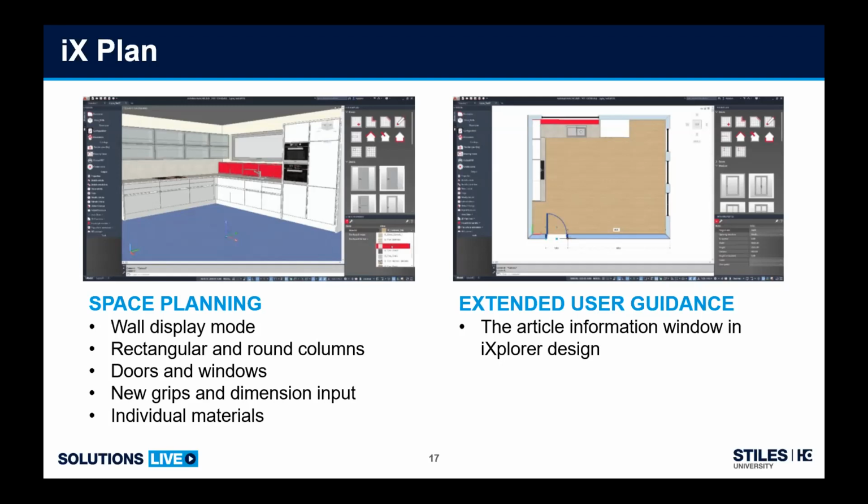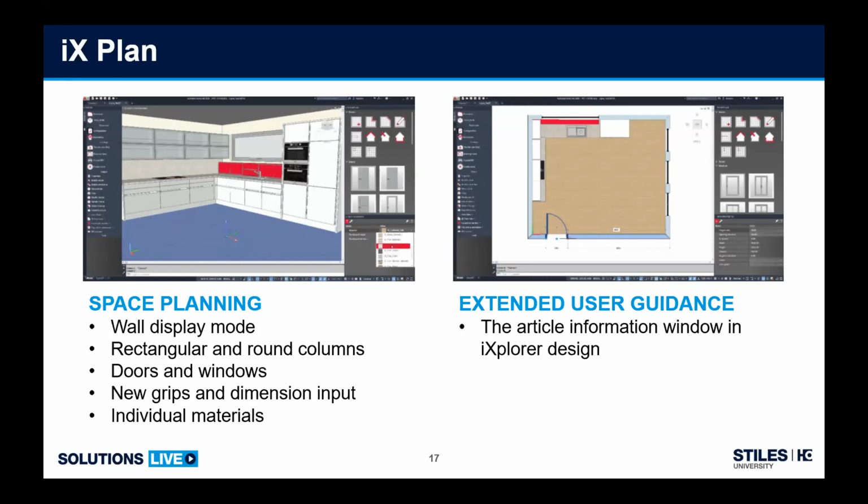iXplan. You can see on the left side, the space planning. You have a wall display mode. You can add now rectangular and round columns. The doors and windows you can easily attach to the walls. There's also new grips and dimension input, as well as individual materials. This makes the iXplan extended user guidance.